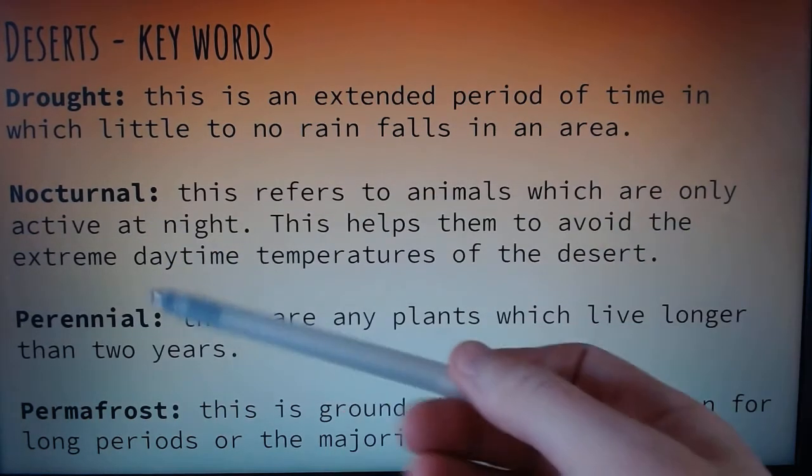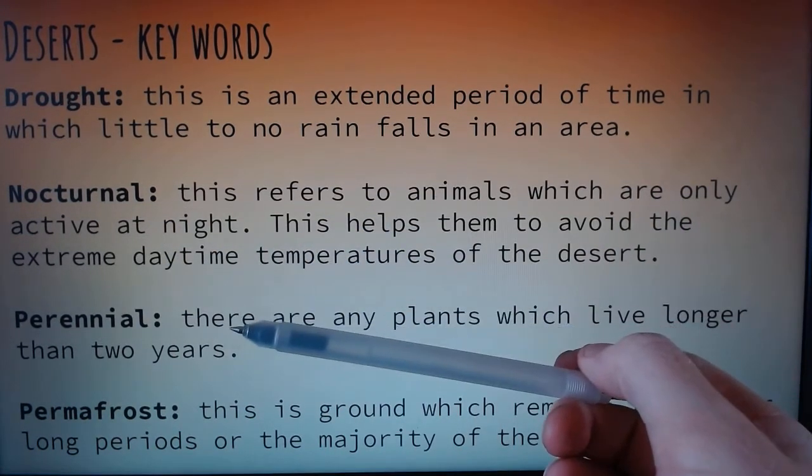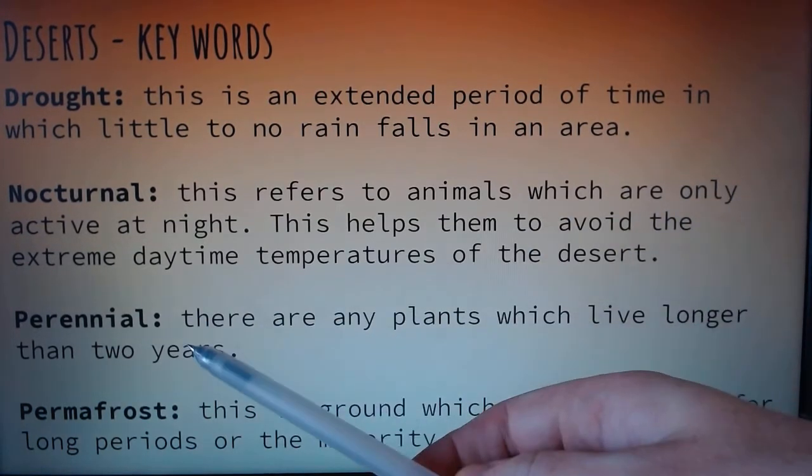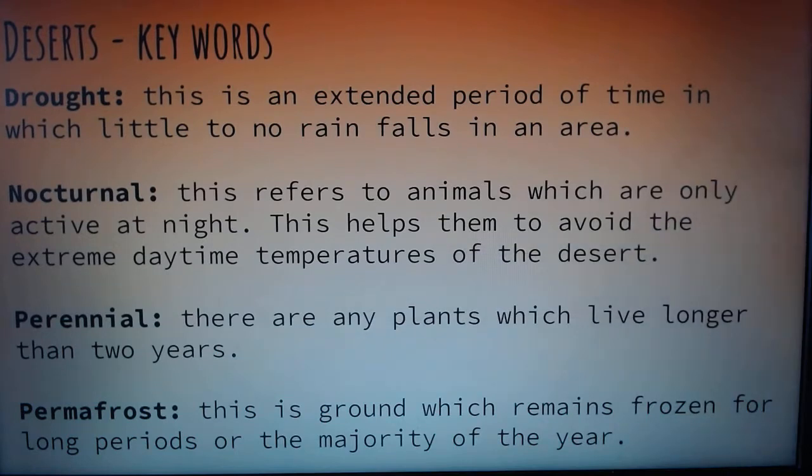Okay, nocturnal refers to animals which are only active at night. We're mainly dealing with vegetation in this topic, alright? But just in case people don't know that word, nocturnal. Then perennial and permafrost, right?